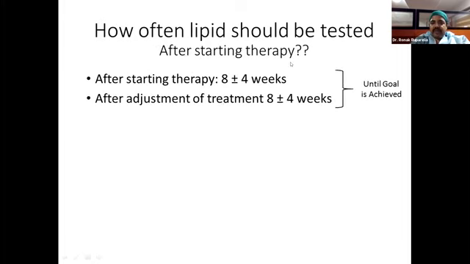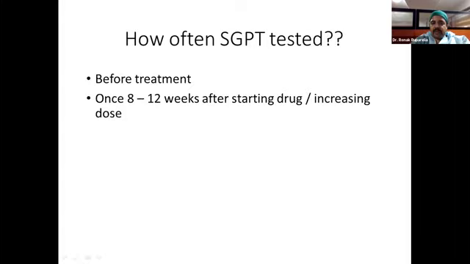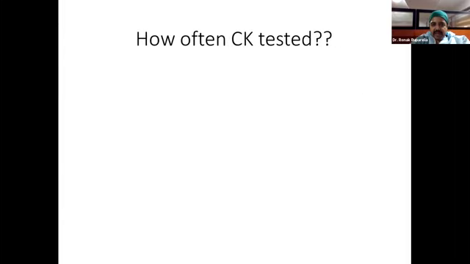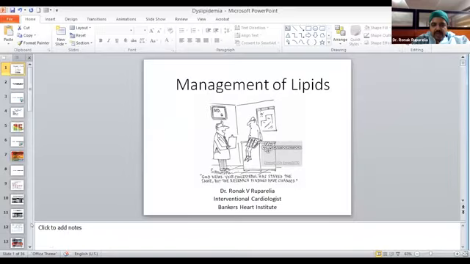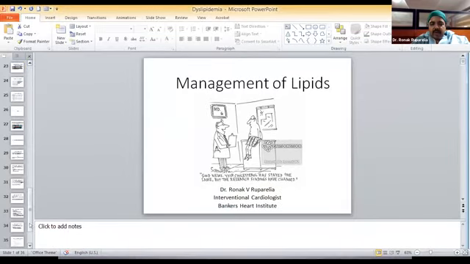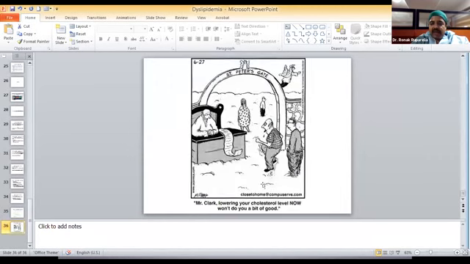How often should lipids be tested after starting therapy? After starting therapy, the first recheck should be done somewhere between 2 to 3 months. And after any adjustment of treatment, every 2 to 3 months, a patient's lipid level should be checked. And once the goal is achieved, the lipid level should be checked annually. And there are also SGOT, SGPT, and CKMB, which I will not go into in detail. So this was, more or less, a short summary on dyslipidemia management, current guidelines in 2019 and 2020.